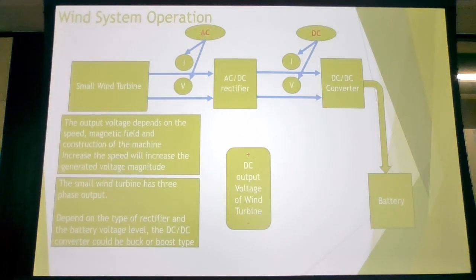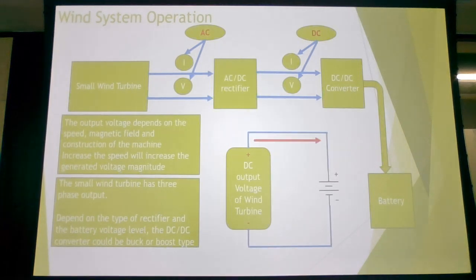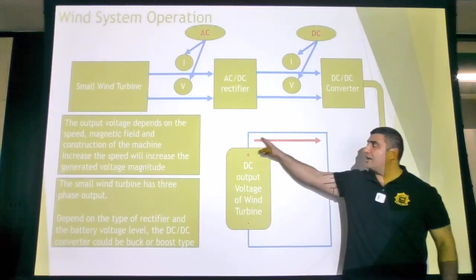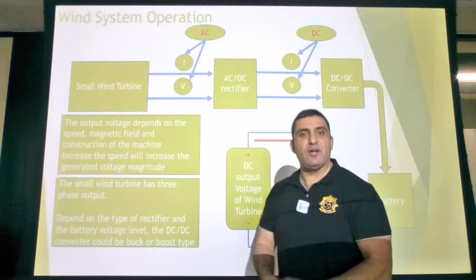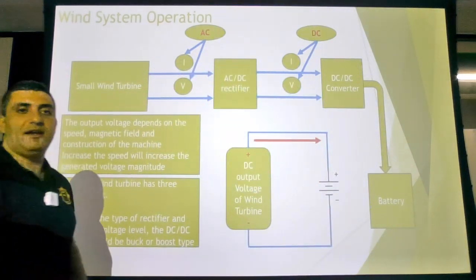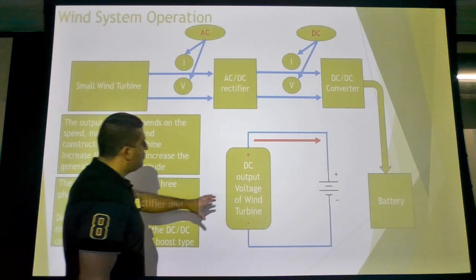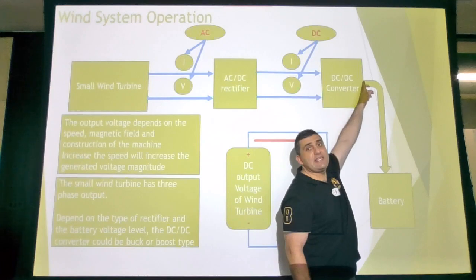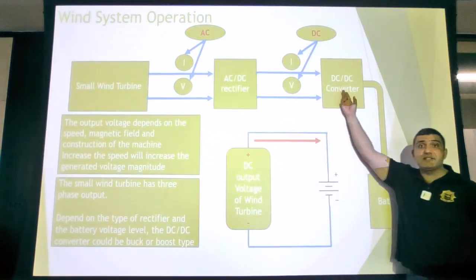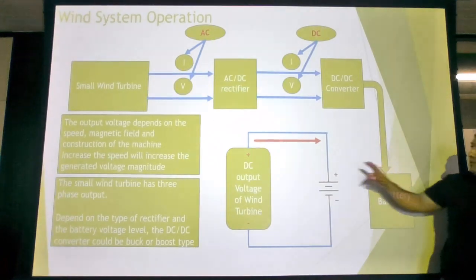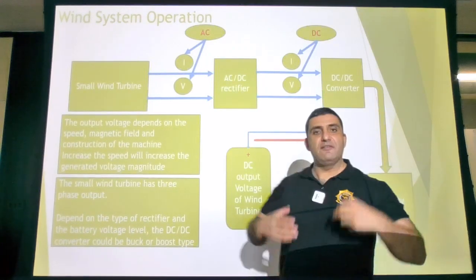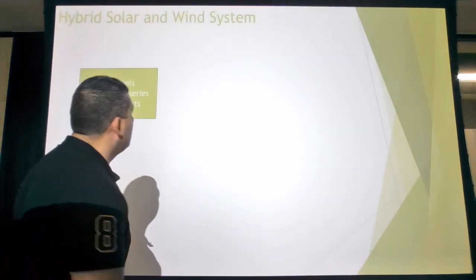For you to charge any battery, you should have the source voltage bigger than the battery so the current can flow this way. That's a principal concept of electric circuit analysis. So you need to make sure that the DC output voltage of your wind system is capable of sending current to charge your batteries, to send flow of electrons to charge your batteries.